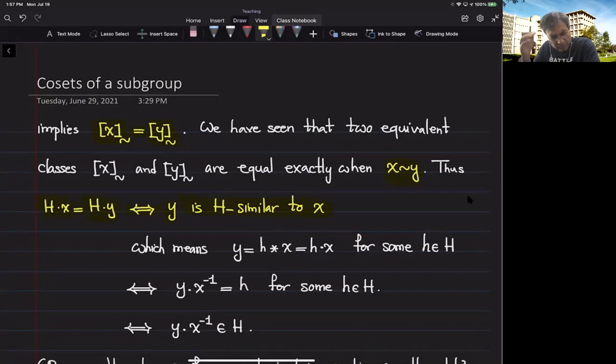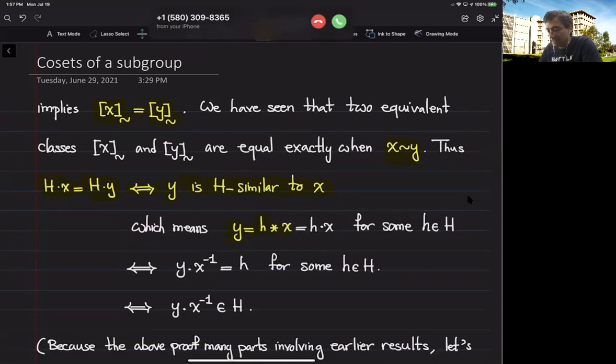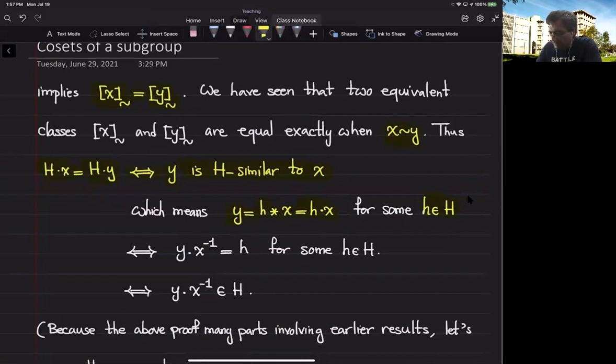But let's recall what H similar means. It means that I can reach y by letting some element of h act on x. And acting here means that I have to multiply x from left by h, for some h inside the subgroup. Let's manipulate it. Y is h times x. I'm going to isolate h. That means y times x inverse is h. So y x inverse belongs to h.